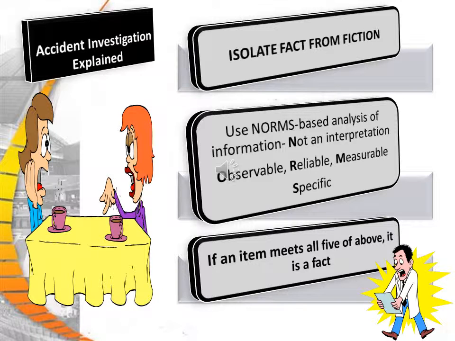Isolate fact from fiction. Use NORMS-based analysis of information. NORMS is short for: not an interpretation, observable, reliable, measurable, specific. If an item meets all five of those above, it is a fact.